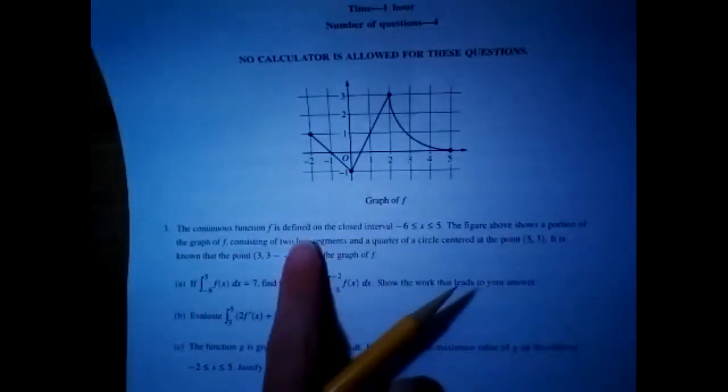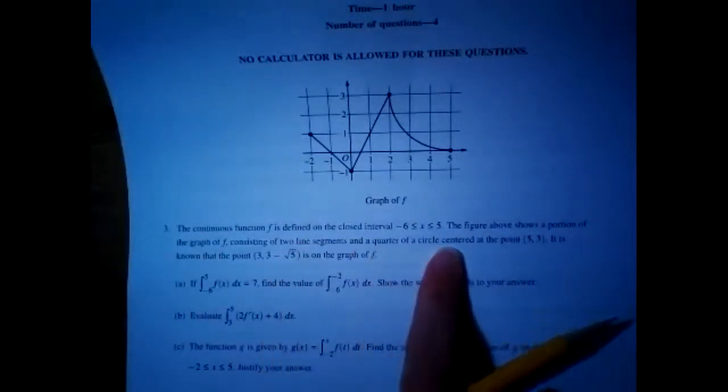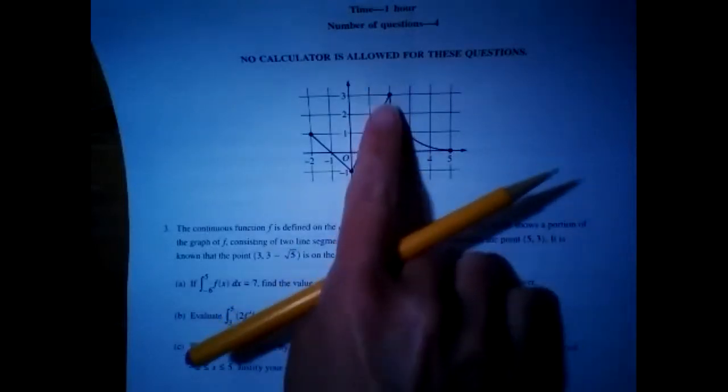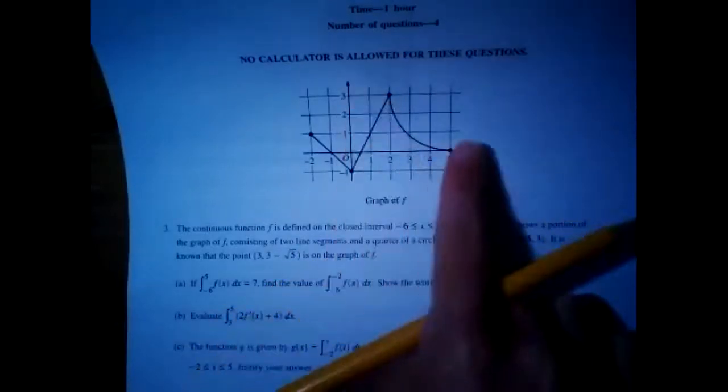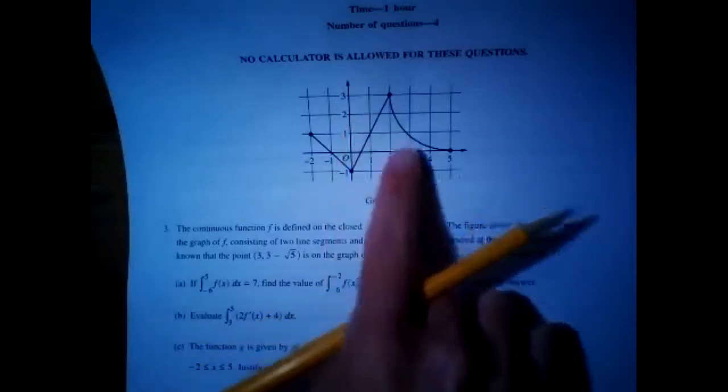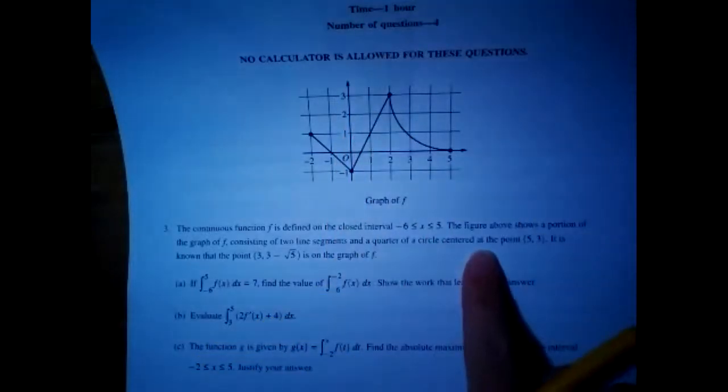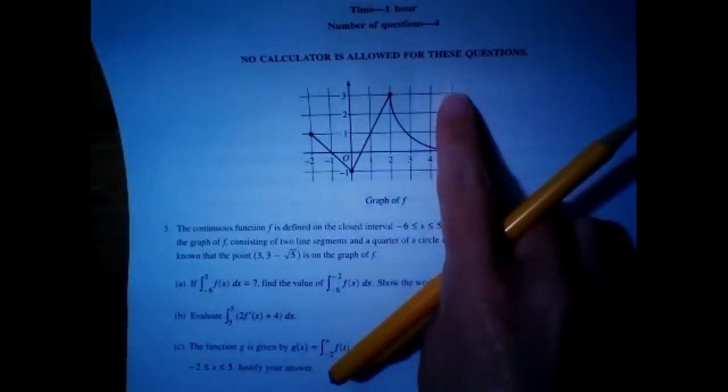This shows a portion of the graph, 2 line segments, part of a circle. All right, this is part of a circle. If you want to draw in the whole thing, you can, but this is like a quarter of a circle. Centered at the point 5,3, so this would be the center here. The circle would go around like that.